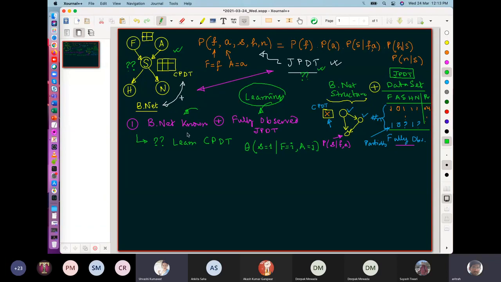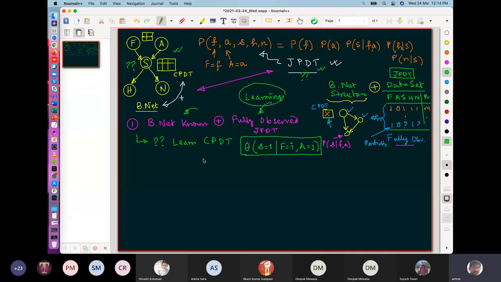That's the second problem I will tell you, other than the first problem. Bayesian net known, joint probability distribution table not fully given, but the data are fully observed. I would like to learn the conditional probability distribution. As an example, you can learn anything; I have taken this one, so that I would like to learn this. This is the first problem.